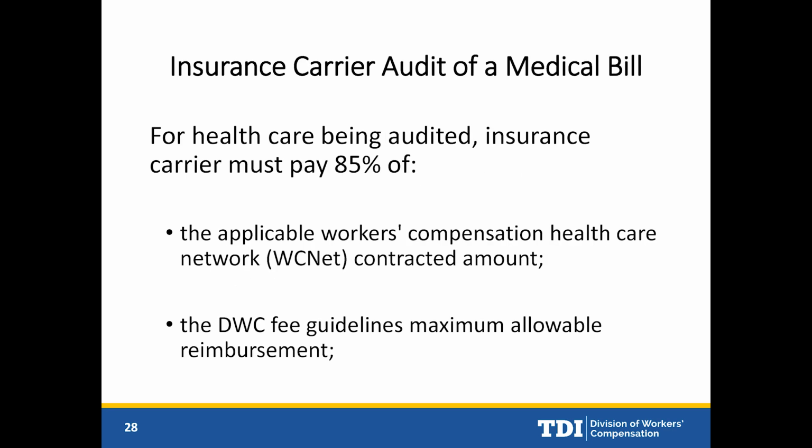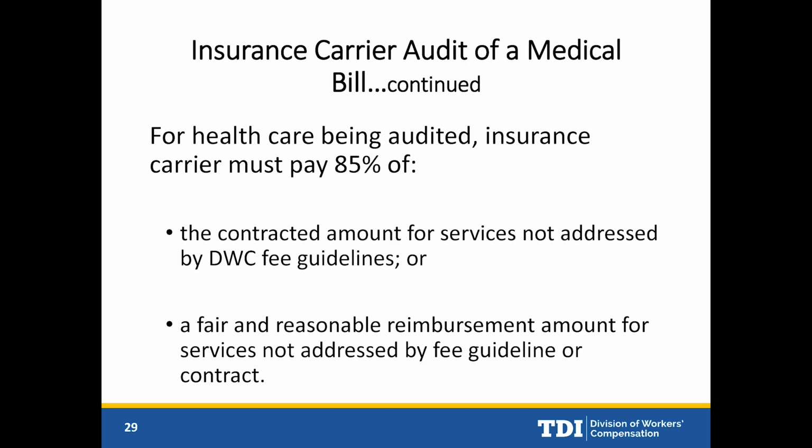If the insurance carrier decides to audit the medical bill, the carrier must pay the provider 85% of the contracted amount, the amount that the carrier and the provider have determined by contract, or the fee guideline amount, the maximum allowable reimbursement in accordance with the DWC fee guidelines. Or for services that are not addressed by DWC fee guidelines, they have to pay 85% of what is considered fair and reasonable reimbursement for that service or services.